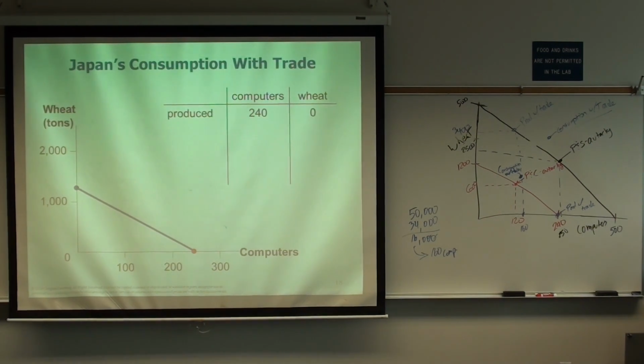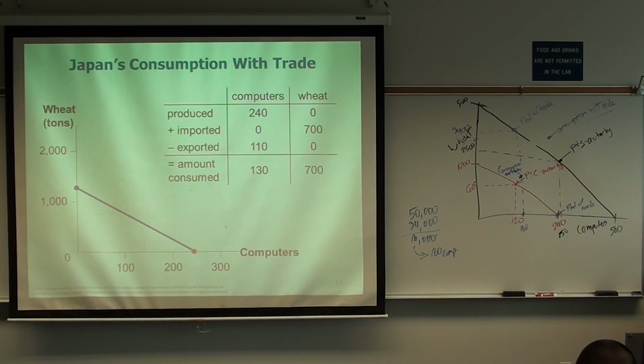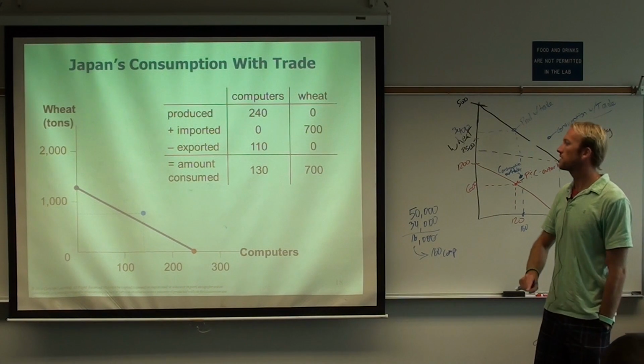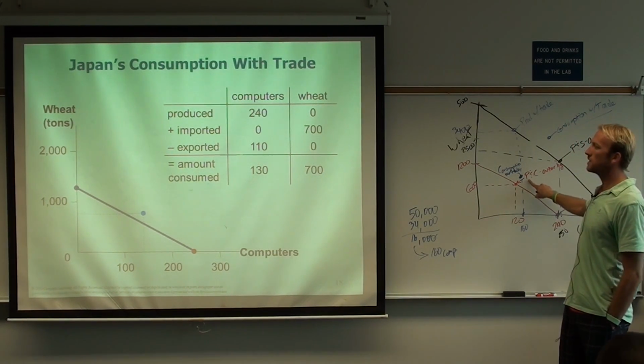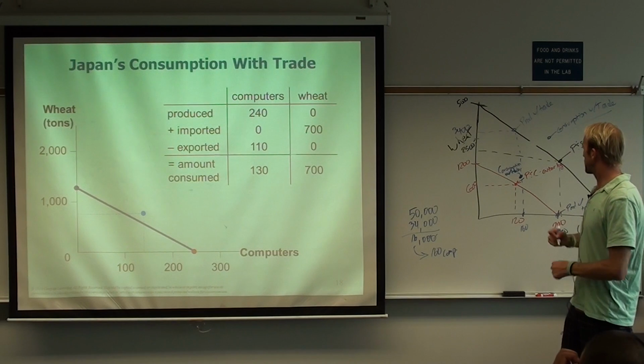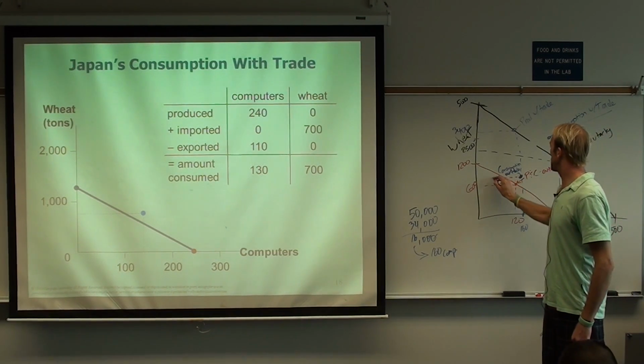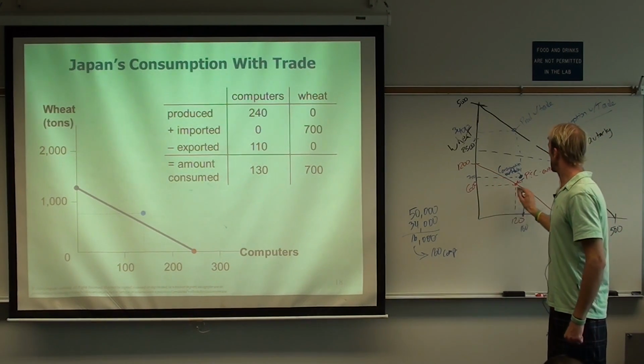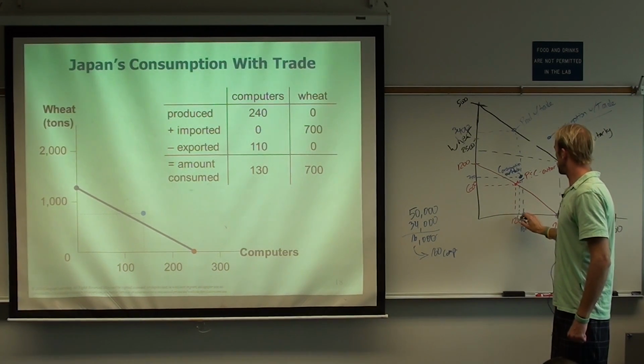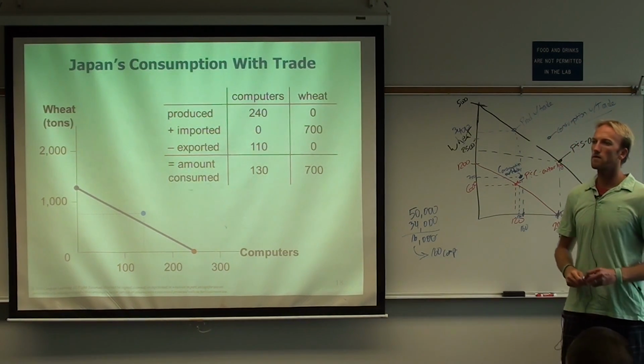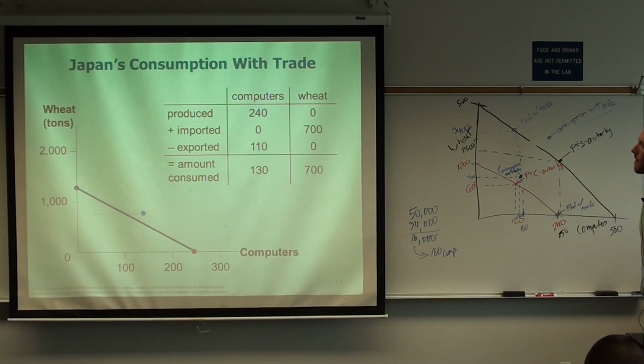They made 240 computers and no wheat. They imported 700 tons of wheat. They exported 110 computers. Therefore, how much are they eating? They're eating at this point, right here. 130 computers and 700 tons of wheat. Really interesting. Very interesting, really.